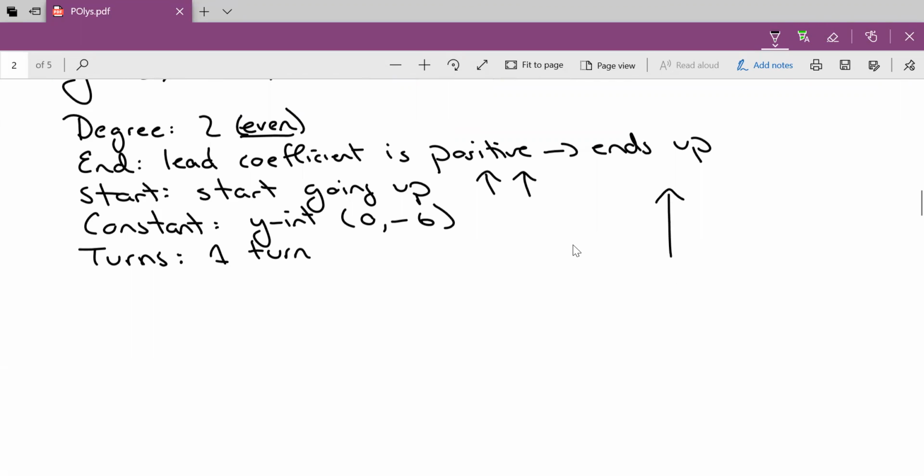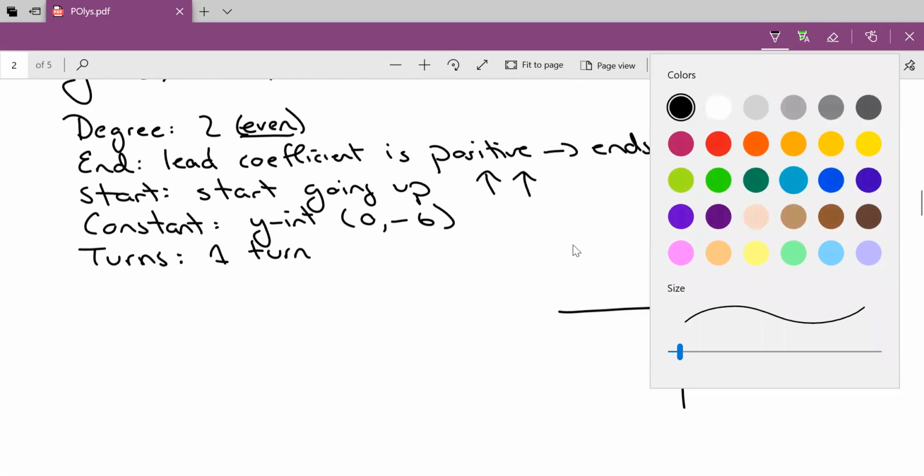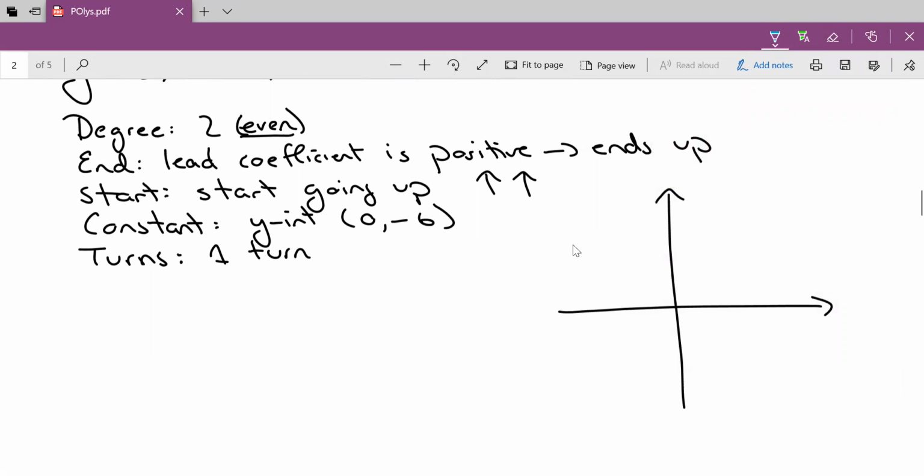So here's my Cartesian plane. And I'm going to use the information that I was just able to figure out to help me draw this. So my graph ends going up. So I'm going to put an arrow up here. It's even, so it starts and ends going the same way. So I'll have another arrow over here in quadrant 2. I've got a y-intercept somewhere down here at -6. And here's what I know. It has one turning point. So this graph is going to do something more or less like this.